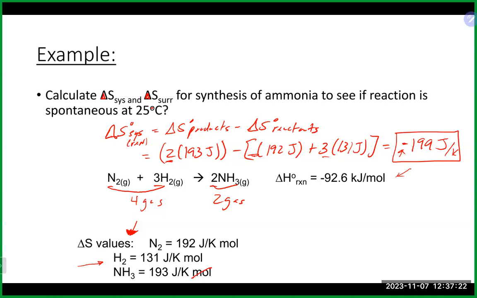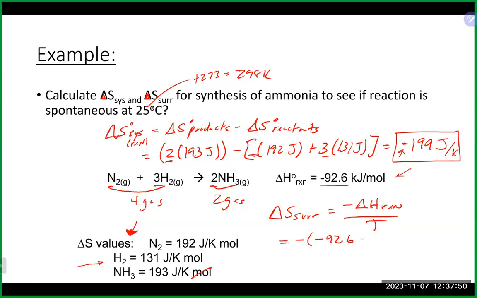Now we could calculate our delta S of our surroundings here. In this case, that's going to be negative our delta H of our reaction divided by our temperature in Kelvin. So a little 273 action on that there, a little 298. And here we're going to put in our value of delta H, which was given to us. That's going to be a negative times a negative 92.6. I'm going to multiply this by 1,000 to convert it into joules, because I know eventually I'm going to need to add it to that guy, so I am in the correct units.